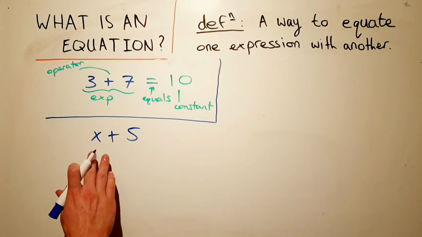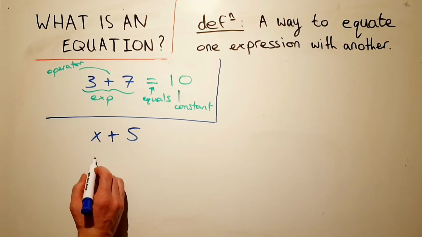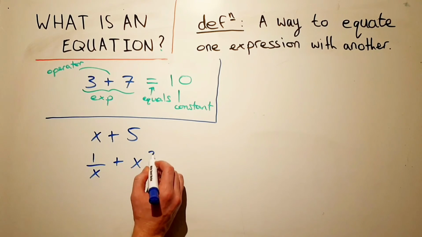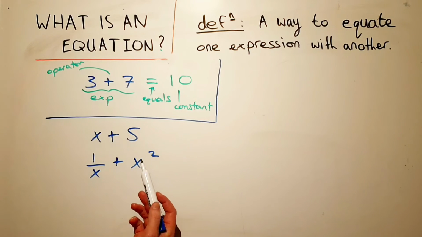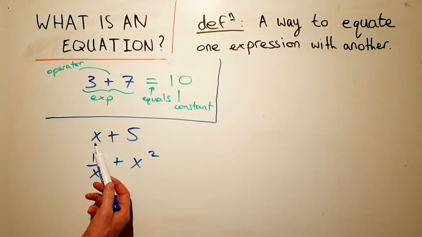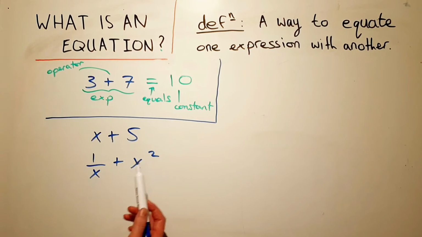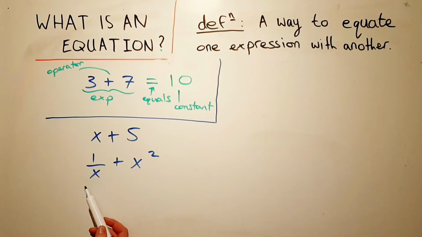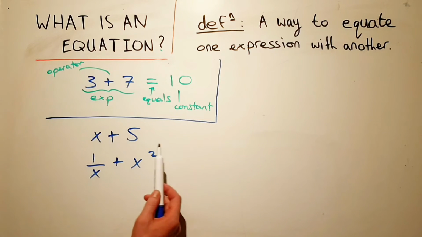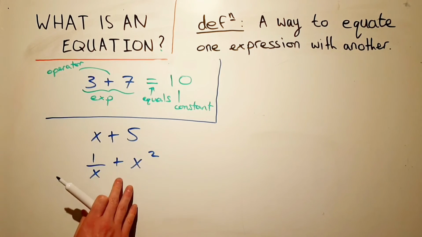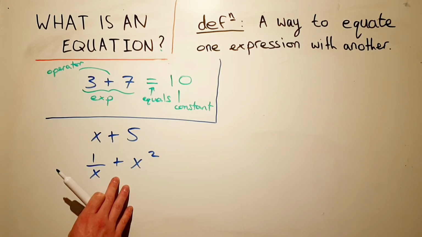It doesn't have to be of that simple form. Another algebraic expression could be 1 over x plus x squared. It's the same principle. You have a variable, an unknown x, there are operators, there are constants. In this expression we don't have a constant, but again, they're not yet equations because they're not equal to anything yet. They're just independent expressions.